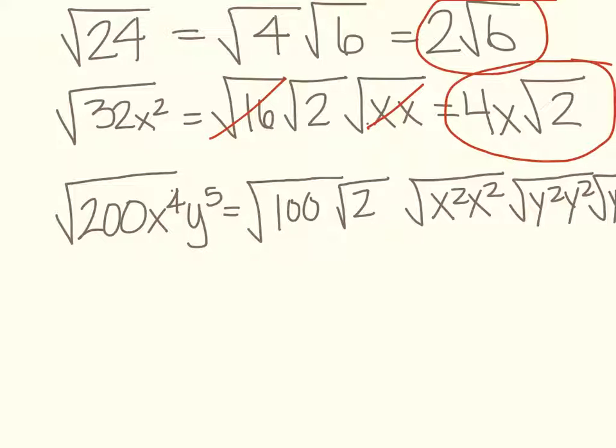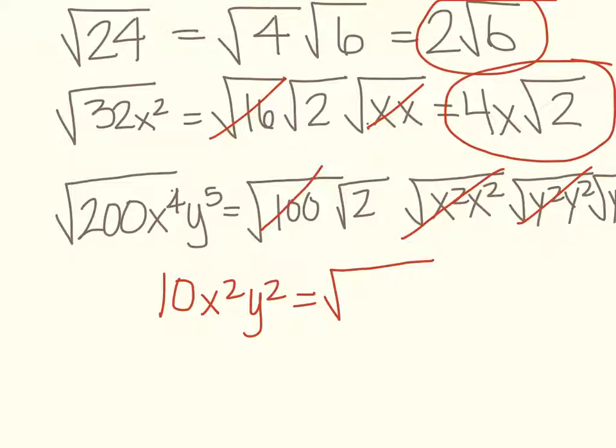So let's see, the square root of 100 is 10. This x squared comes out front because I have a pair of them. Y squared comes out front because I have a pair of them, and I'm left with, underneath the radical, the square root of 2y. So the square root of 200x to the 4th, y to the 5th equals 10x squared y squared root 2y.